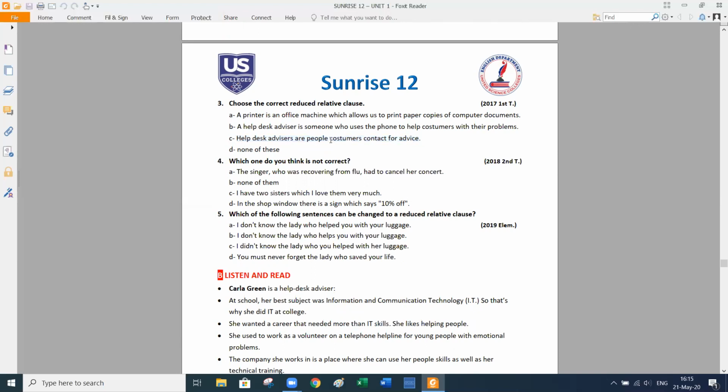We can use who here just before customers. Customers is the subject. Contact is the verb. Customers must be the subject because it comes before the verb. So if we use a relative pronoun, we would use it before customers. We would say help desk advisors are people who customers contact for advice. Or that customers contact for advice. The correct answer is C.